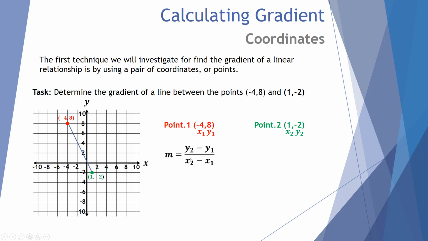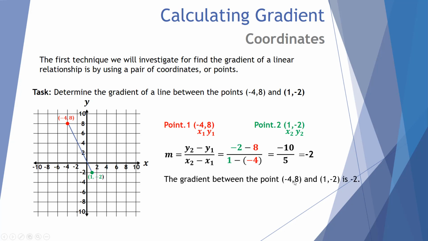Substitute these numbers into our equation for m, the gradient. So y2 was negative 2, y1 was 8. They're subbed in. x1 was a 1 and x2 was minus 4. Negative 2 take away 8 becomes negative 10, and 1 take away negative 4, the two negatives act as an addition. 1 plus 4 is 5. So I have negative 10 over 5, which I can simplify to minus 2. The gradient between the points minus 4, 8 and 1, minus 2 is negative 2.